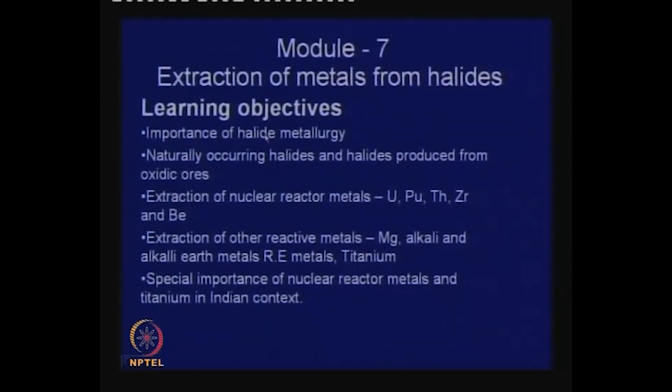We talked about the importance of halide metallurgy, made the distinction between naturally occurring halides and halides produced from oxidic ores. Then we have gone into discussing nuclear metals and non-nuclear metals from halides. Uranium, plutonium, thorium are nuclear metals which produce energy through fission reactions. Zirconium and beryllium are not fissionable metals, but they are vitally important in nuclear reactors. Then I have ended by discussing production of magnesium and sodium.